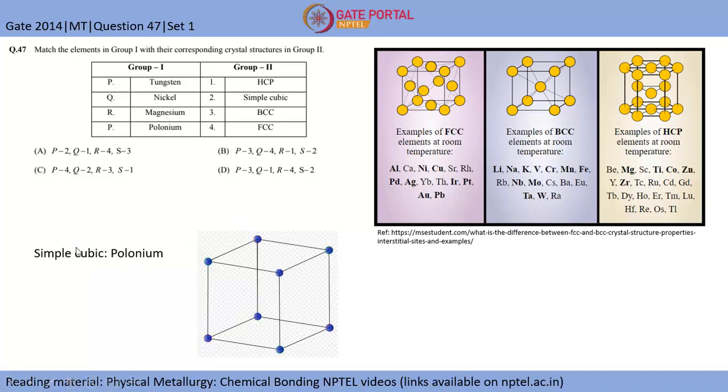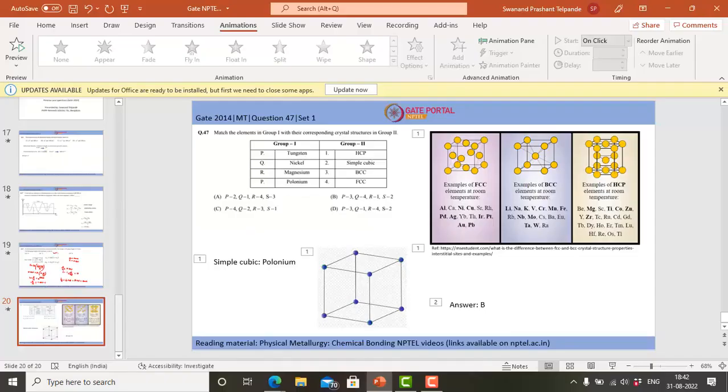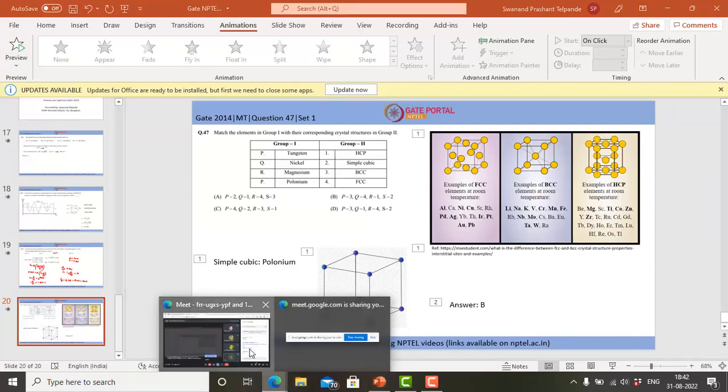And in simple cubic only 1 or 2 are there. Polonium is one of the widely known simple cubic materials. So you need to learn these, otherwise there is no other technique to know. Okay, sir. Okay, yeah.